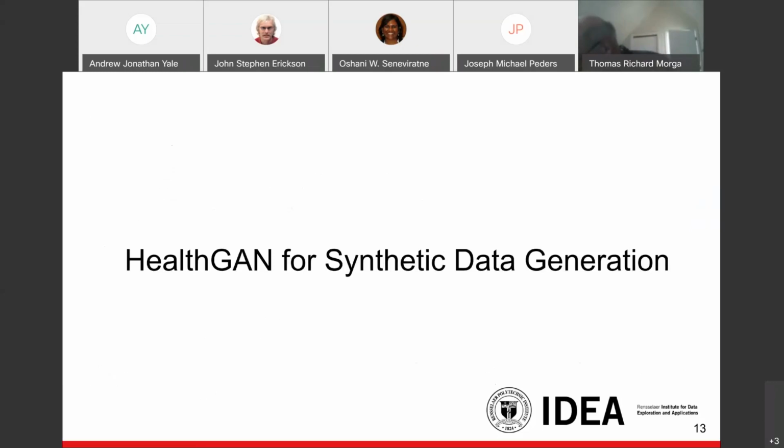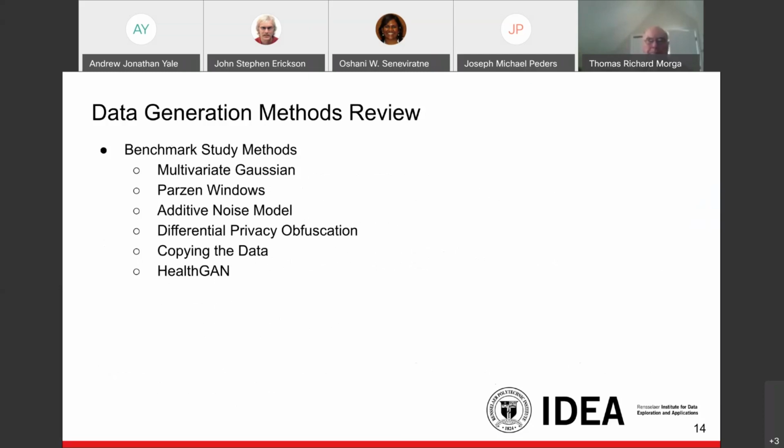So, the HealthGAN for synthetic data generation. What is our model? What are we actually going to be doing? We wanted to look at a bunch of different models, see why certain models would be good for certain reasons and bad for others, and be able to compare them against our final model, the HealthGAN. So I will go through those.